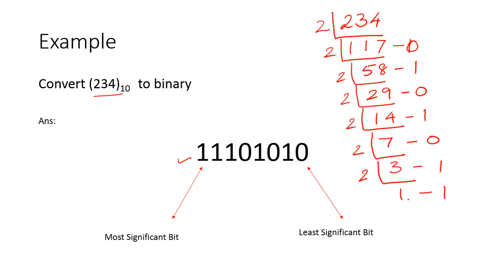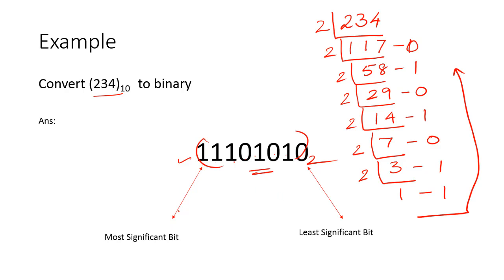So now what you are going to do is write from the bottom to the top. That is the procedure. So you can see here 1, 1, 1, 0, 1, 0, 1, 0. Check with the answer: 1, 1, 1, 0, 1, 0, 1, 0. Did we get the answer? If you write this to the base 2, this is your binary number.